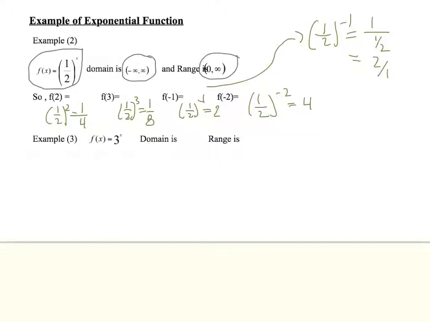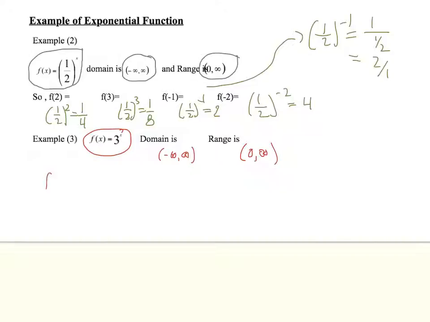Okay, so now we're going to go to our next function, which is f of x is equal to 3 to the x, and the domain, again, is all real numbers, right? And the range, again, is going to be 0 to infinity. So that seems to be a pattern for all of our exponential functions, and it's true for all the exponentials.